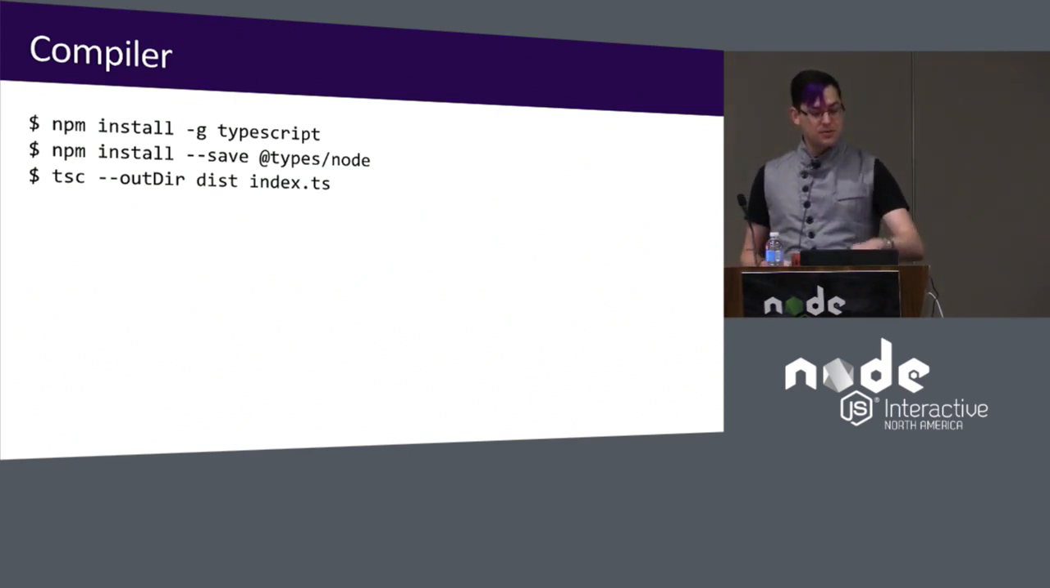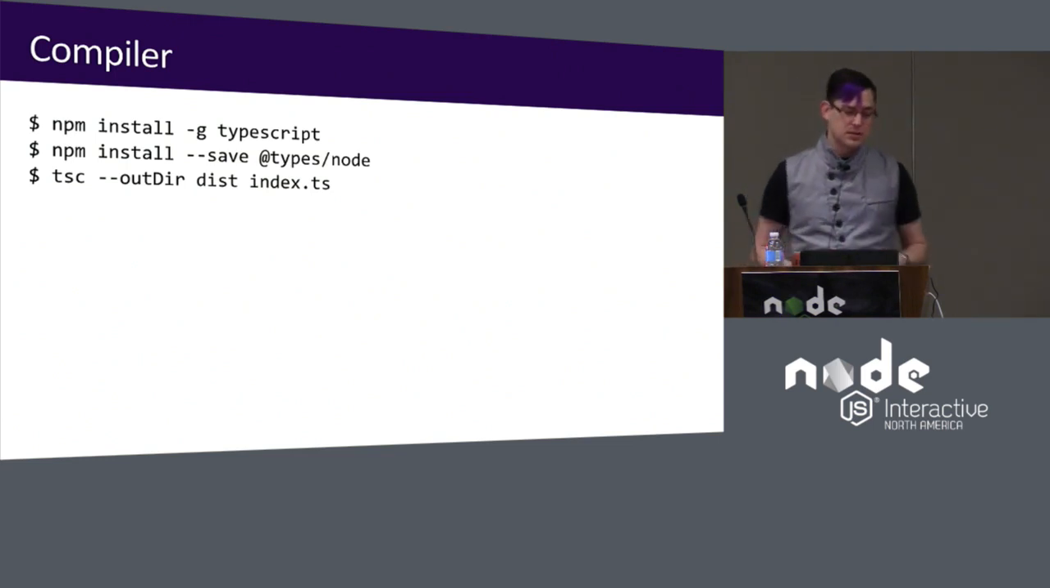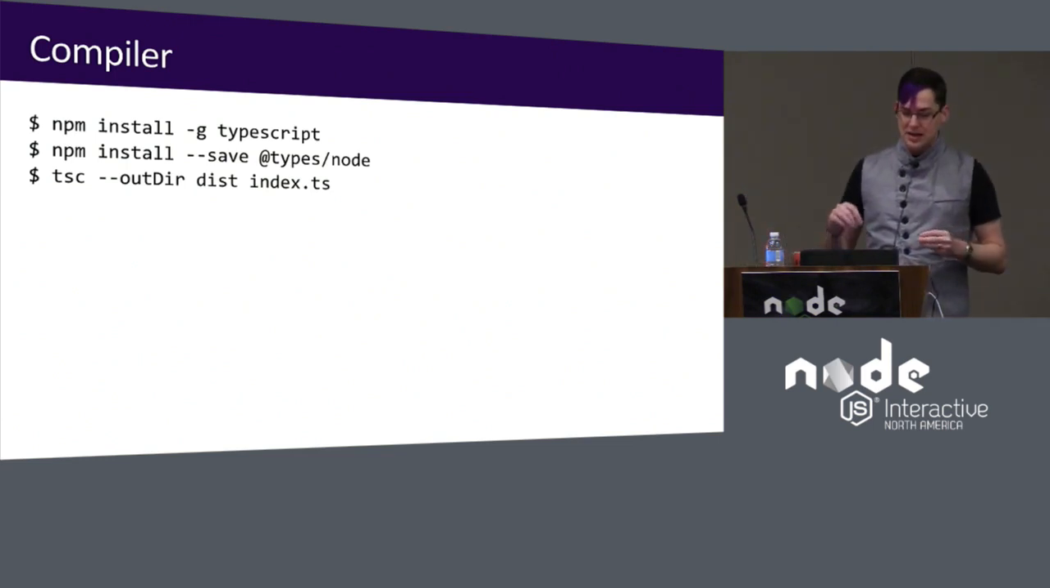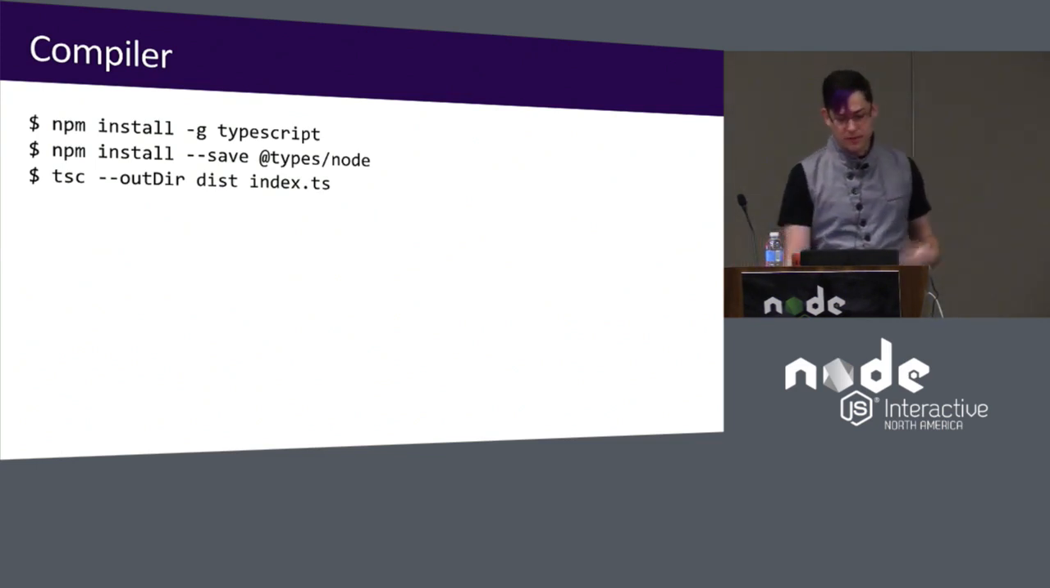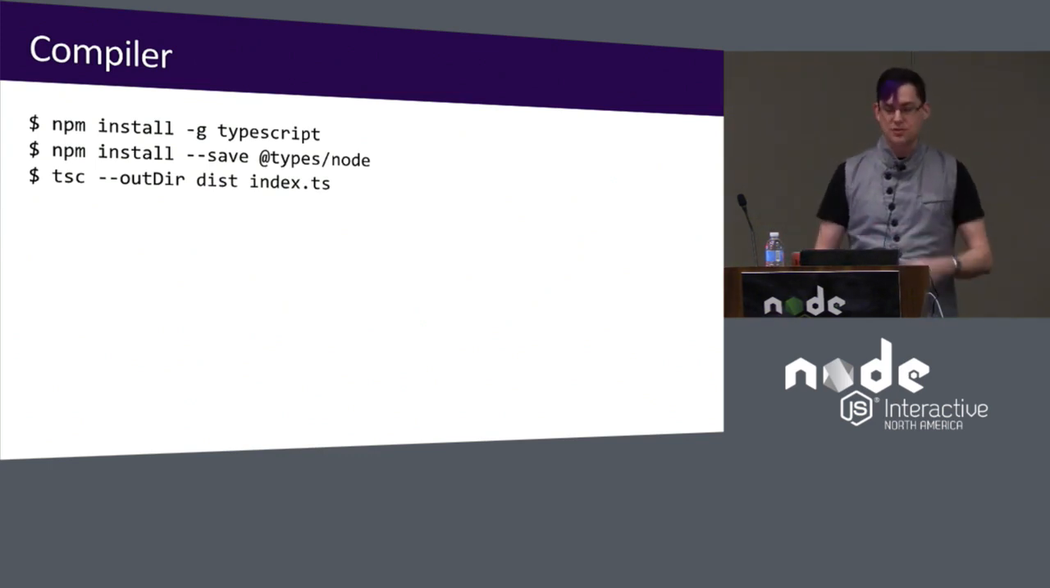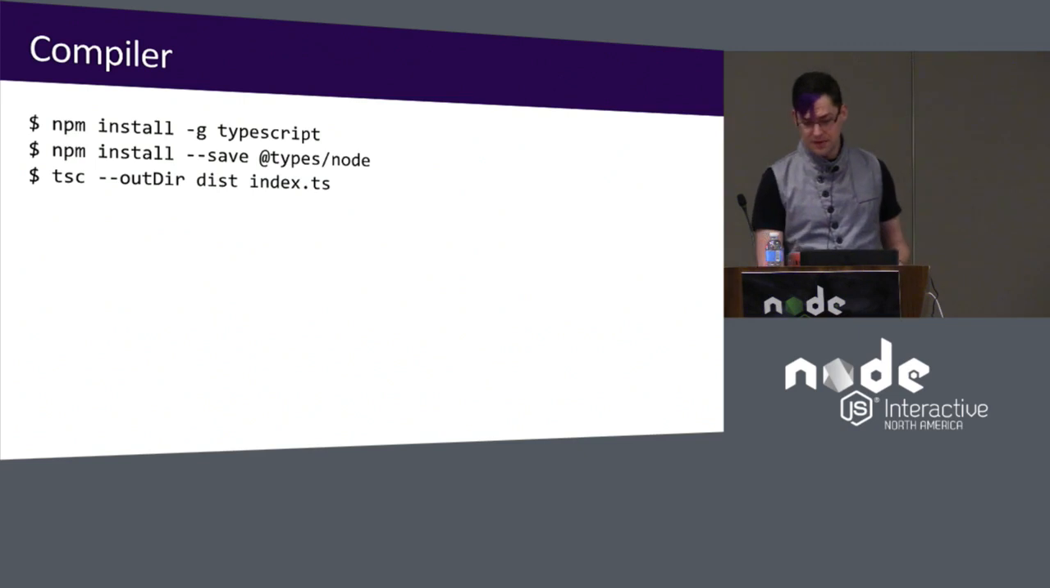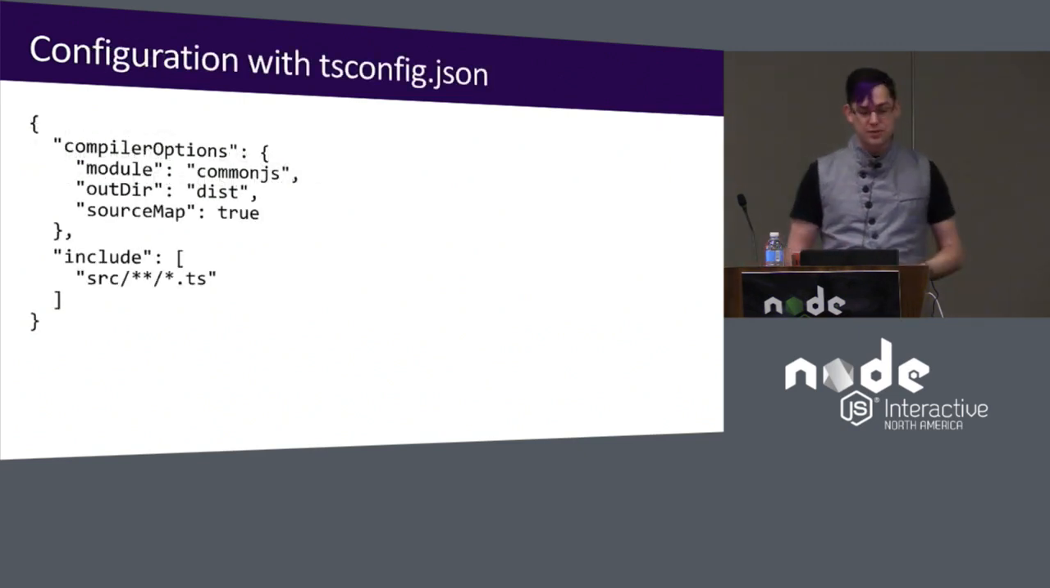And then we do this npm install --save @types/node. And we'll go into this a little more what that means, but basically this sets up the sort of node bindings that we say this is a node project. And then finally we run the compiler, we give it this outdir flag, we give it a directory it's going to go to, and then the file that we're going to compile. But there's a lot more complicated configuration we can do if we want.